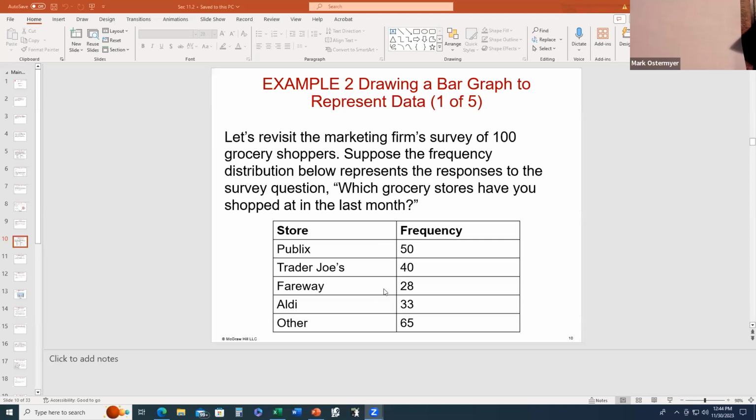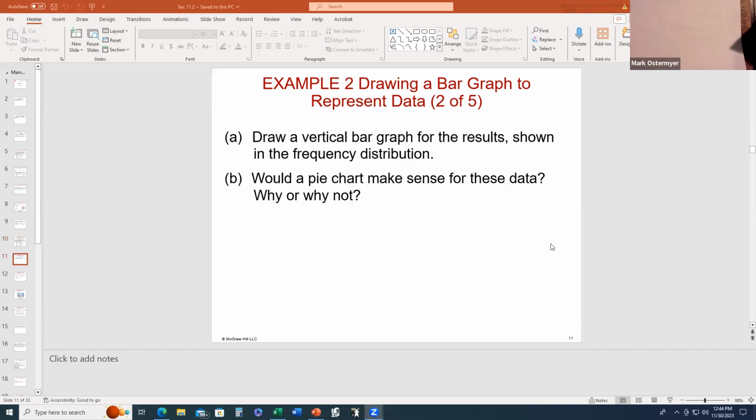So if there's more than one response from your subjects, you should not be making a circle graph. You should be making a bar graph. Okay. All right.